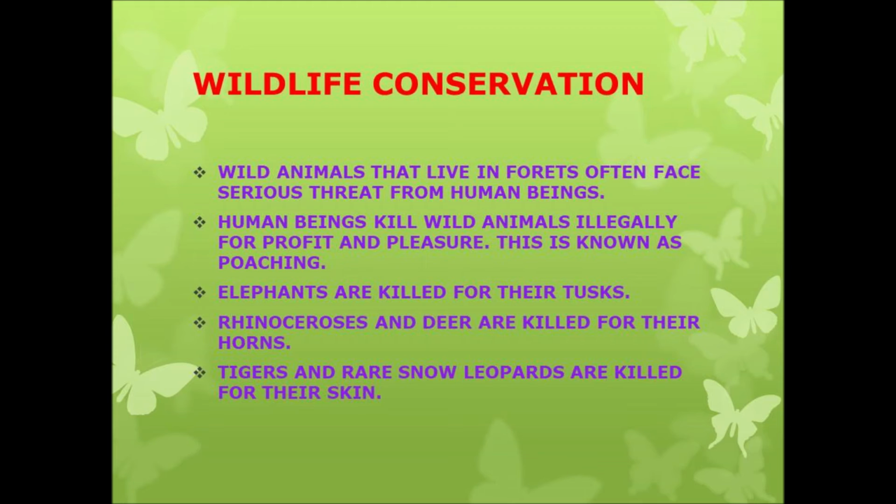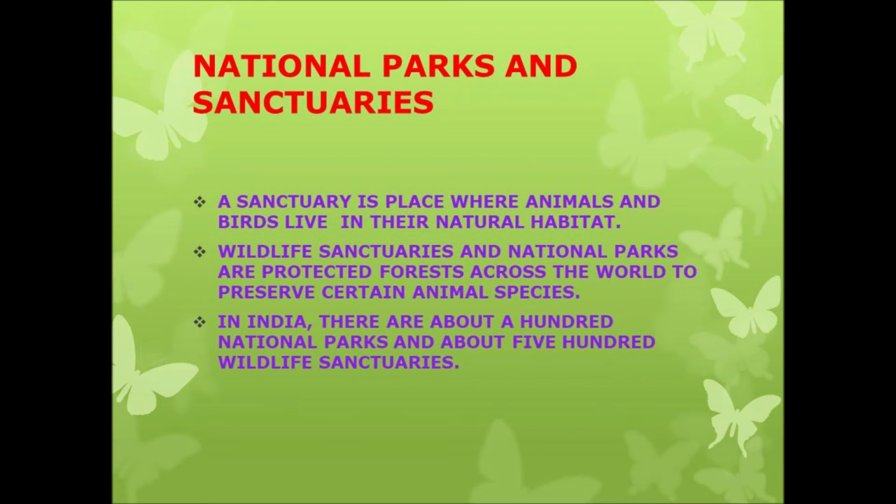Is it clear, children? Because of poaching, many animal species are at high risk of becoming extinct. So children, these animals are becoming extinct because of human beings killing them. These animal species are called endangered animals. Is it clear?